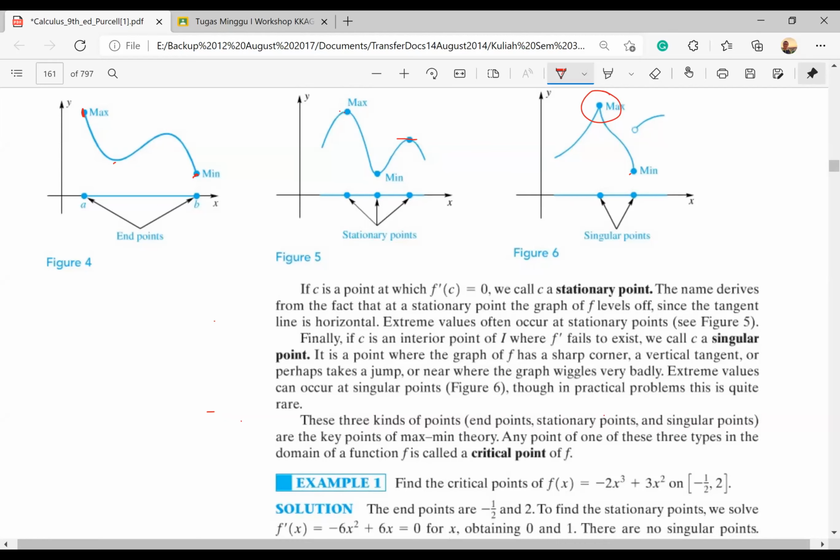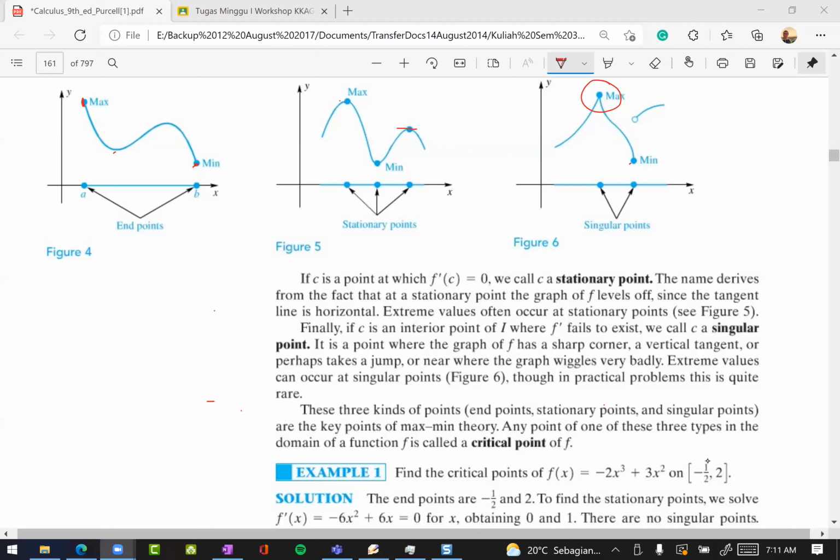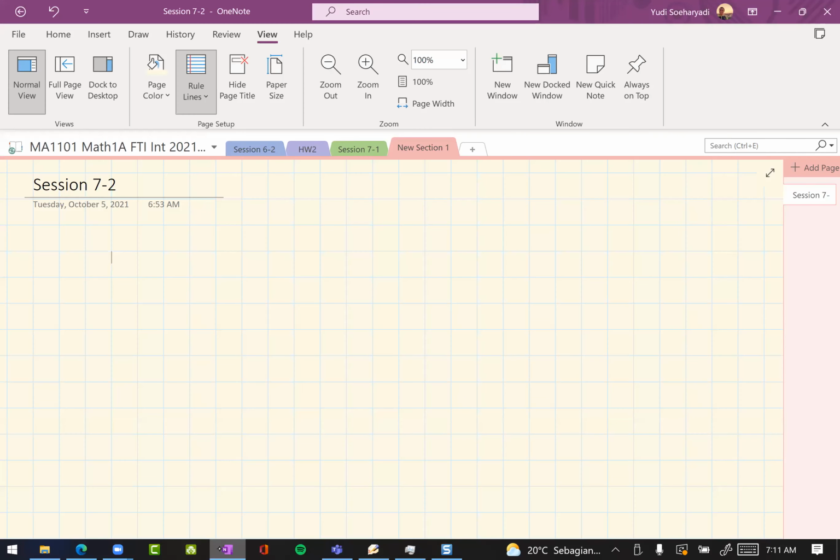All right, I should have started screen sharing instead. Okay, let's move to the... all right. Has the display changed to OneNote?